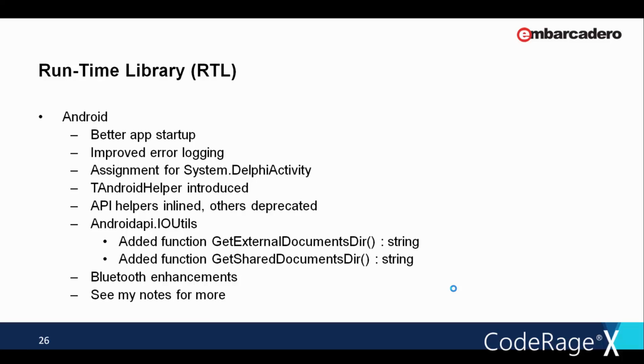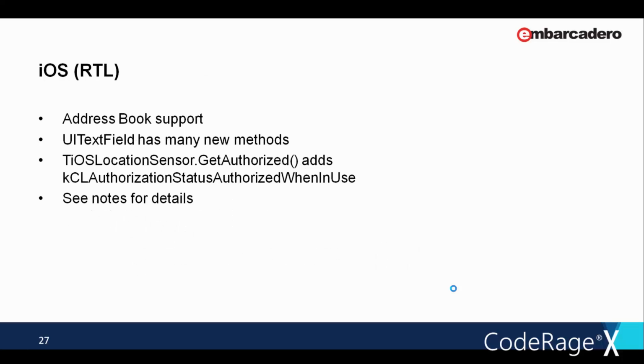The I/O utils added the function get external documents dir and get shared documents dir that are used to abstract external and shared documents references at the platform level, which are the things that you should use. A lot of Bluetooth enhancements, and again, see my notes for a lot more on the Android fixes.